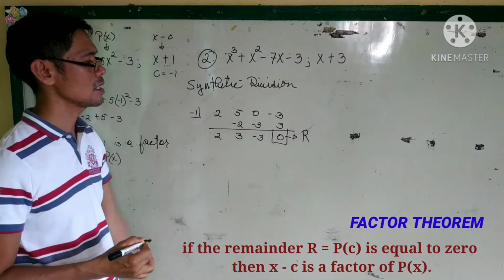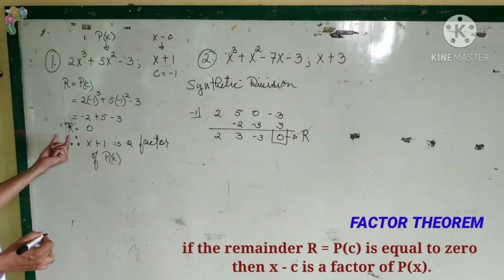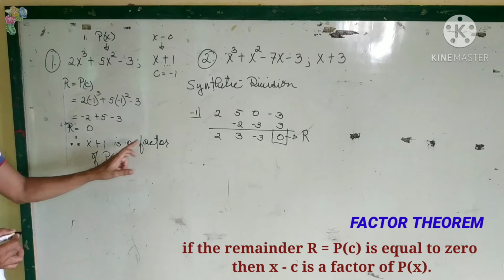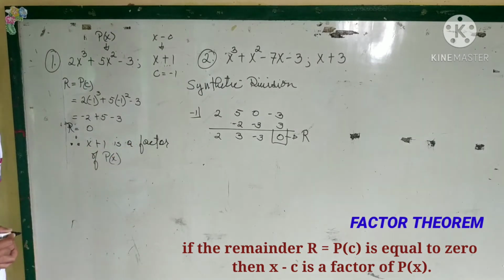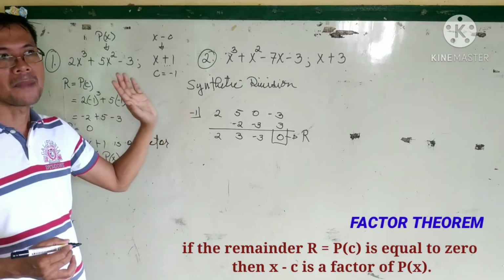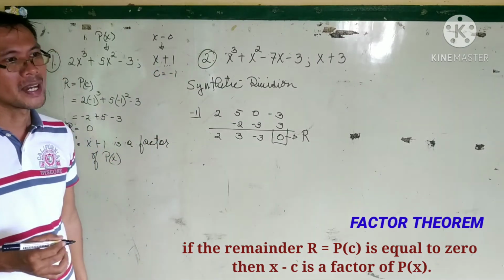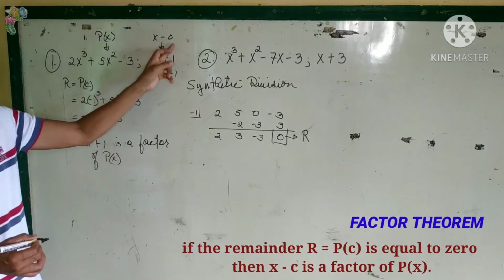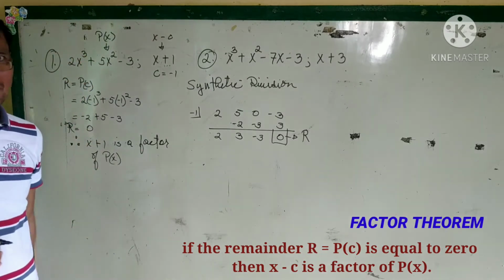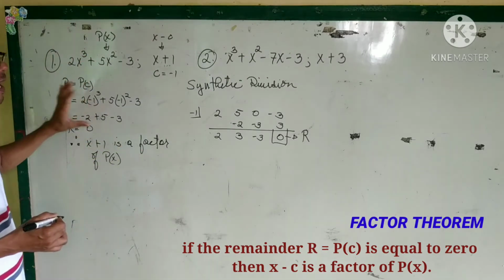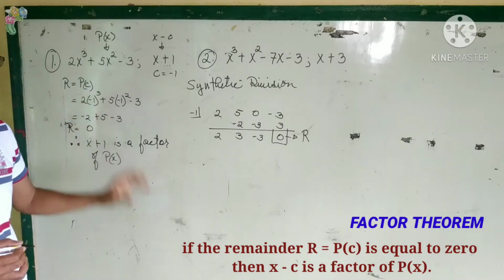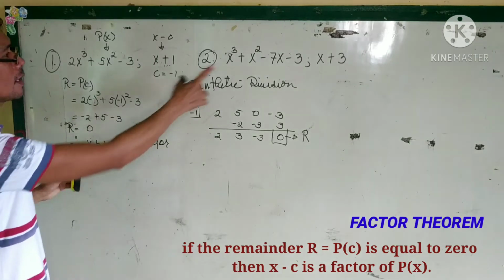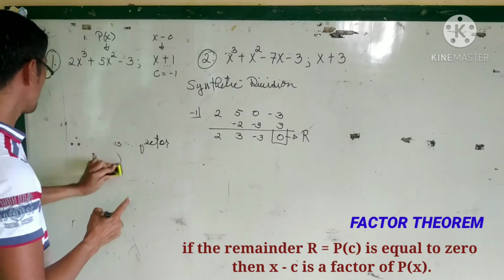So the remainder is equal to 0, which is the same using the remainder theorem. Therefore, x plus 1 is a factor of p of x. So that's how we go about synthetic division. Or that's how we apply synthetic division in showing whether x minus c is a factor of the given p of x aside from using the remainder theorem. Okay? So I just hope that you can follow. Let us try to consider number 2.